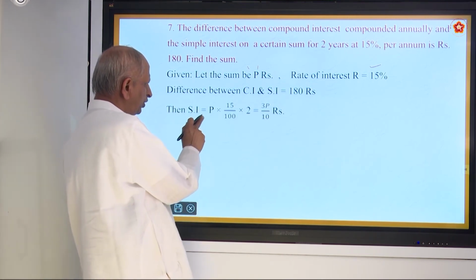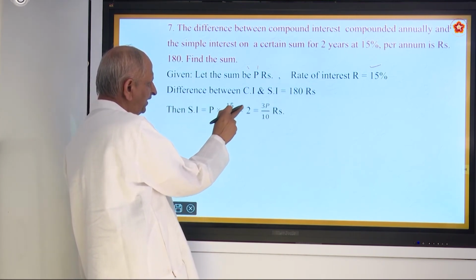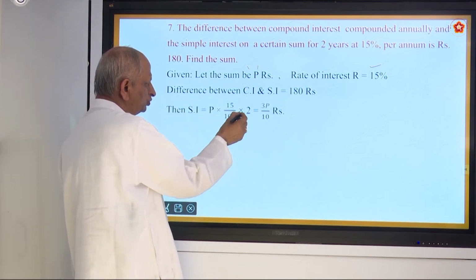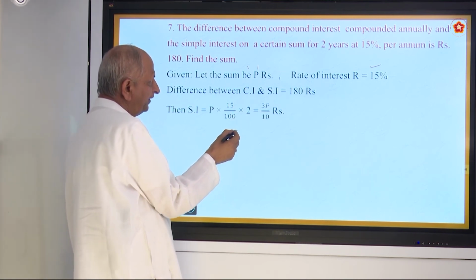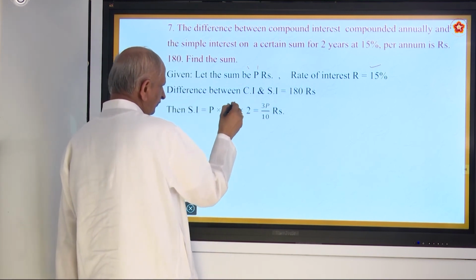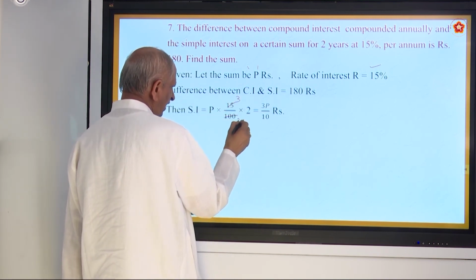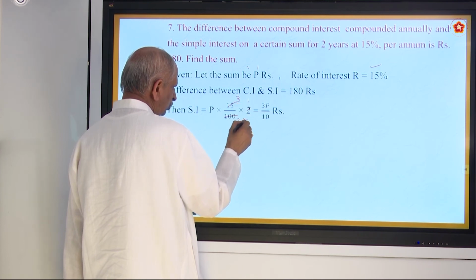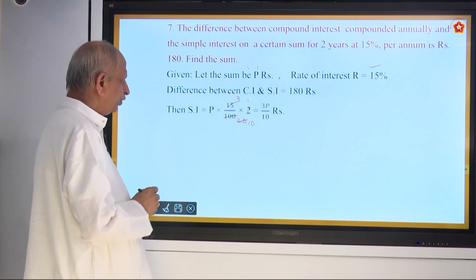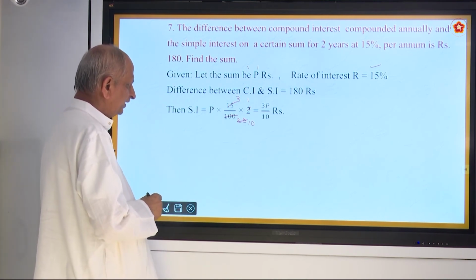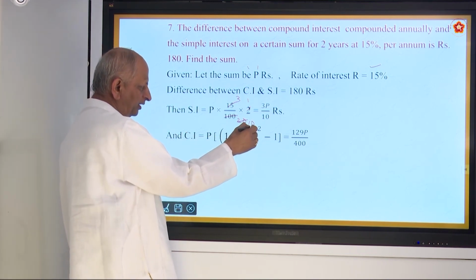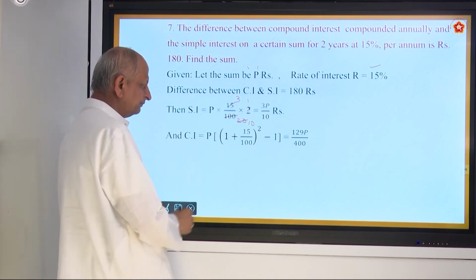Now SI is equal to PTR. R is 15%. P we don't know. And time is 2 years. So if you cancel, 5 3s are 15, 5 20s are 100, 2 1s are 2, 10s are 10. You get 3P by 10. Amount we don't know, that we have to find out. Then comes compound interest: P into (1 plus R by 100) to the power of n minus 1.